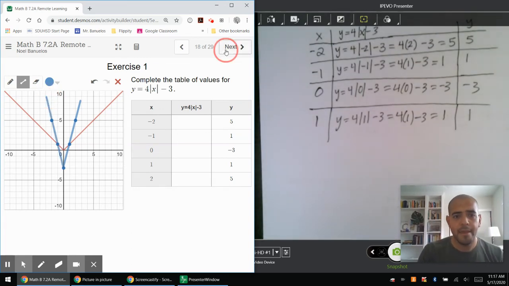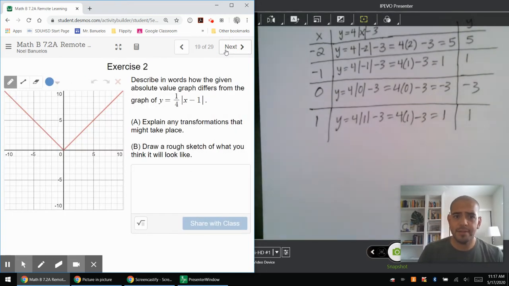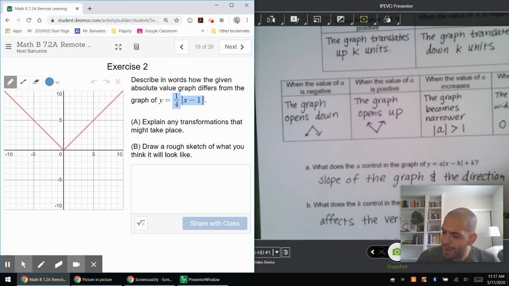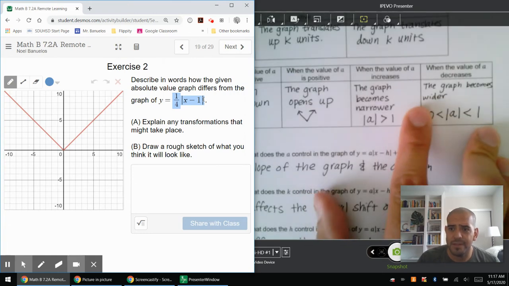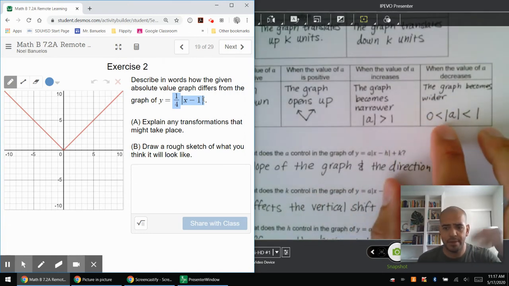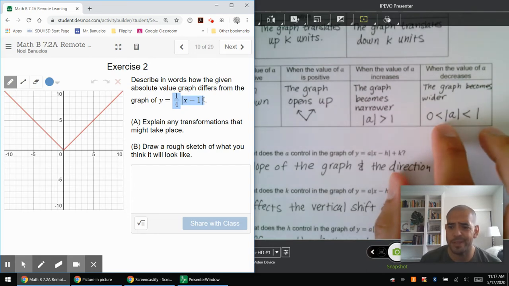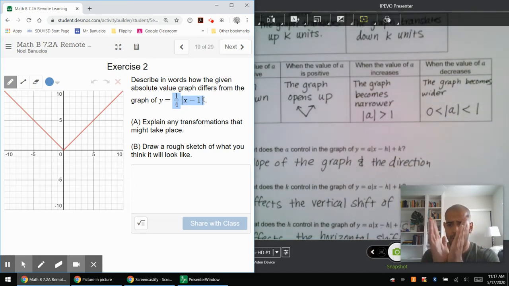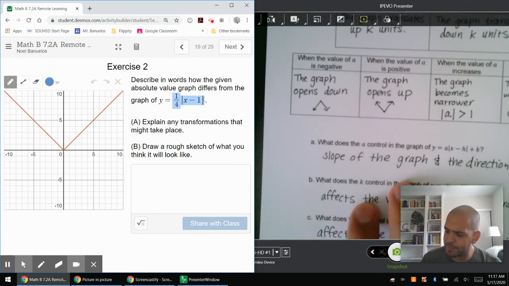That's what I want you to do on this next one. I'm just going to give you the heads up of what it should look like. So here's our function. Now think about it, that a value is 1/4. When my a value is 1/4, so it decreases from 1, what happens to it? Do I expect it to be wider or narrow? Hopefully you said narrow. And then that x minus 1, that h value, where's my h value?